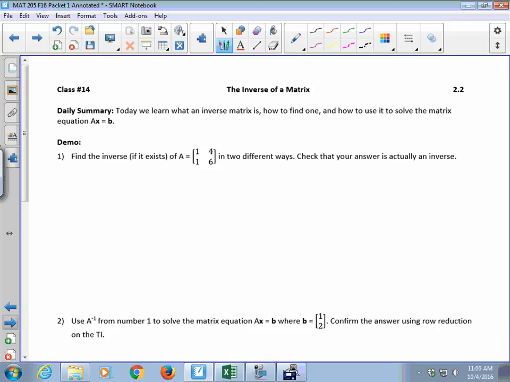Okay, so today, lesson 14, we're going to talk about inverse matrices. What is an inverse? How do you find it? And how do you use it to solve a matrix equation?